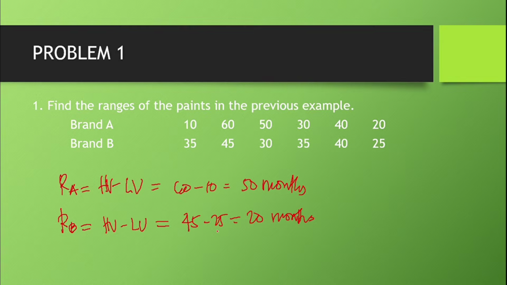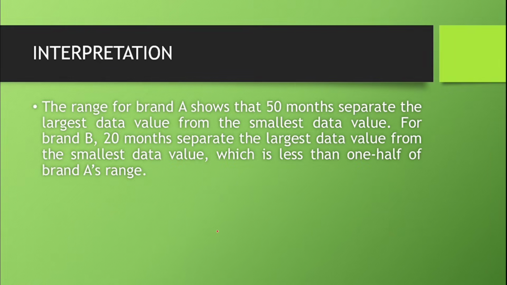We could say that in terms of the data sets in brand A and brand B, brand A is more variable, because the range is 50 compared to brand B, which is only 20. So it is less variable, or more consistent, on brand B compared to brand A. So we have here the interpretation.